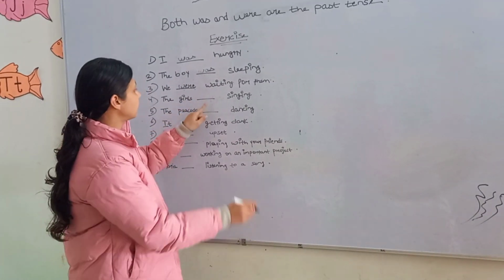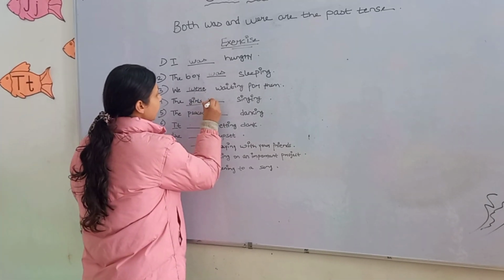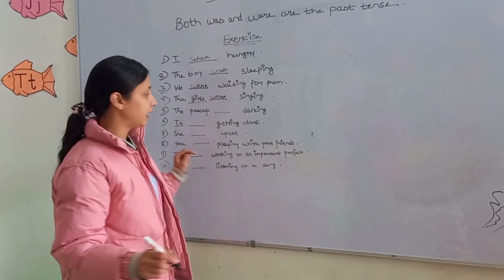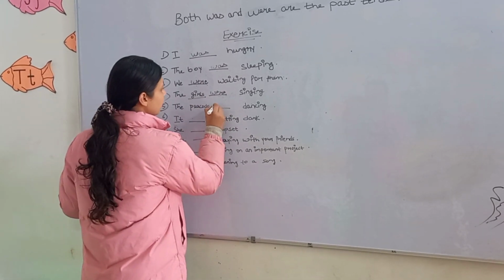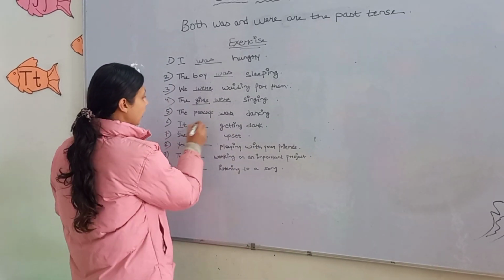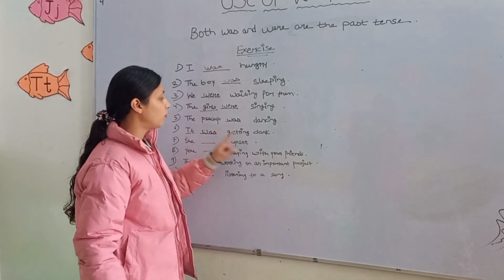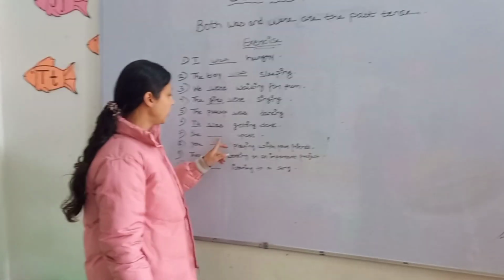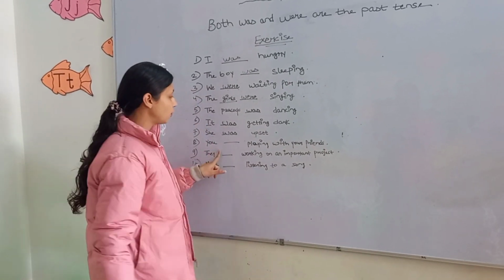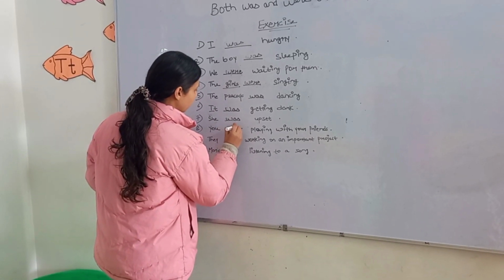The girls, girls. So it means it's a plural verb. We will write here were. The girls were singing. The peacock was dancing. It was getting dark. She was upset. You dash playing with your friends. So we will write here were.